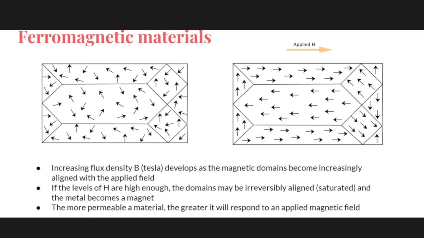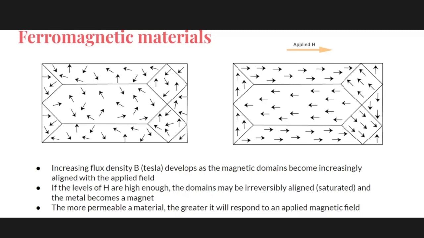Therefore, if they are physically near a magnetic field, they become increasingly aligned, so they go from the left to the right. They become aligned in the direction of the magnetic field, the magnetic domains. If the level of applied magnetism, which is denoted by H, is high enough, then the domains can become irreversibly aligned, and so it just becomes a magnet and it can't be undone.